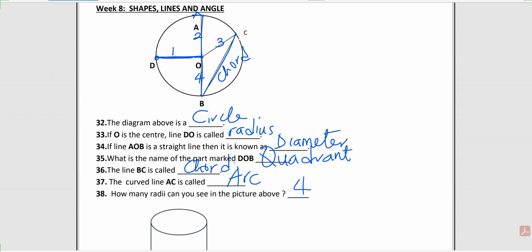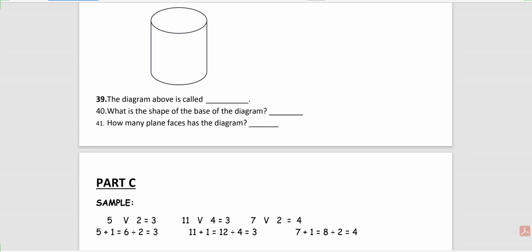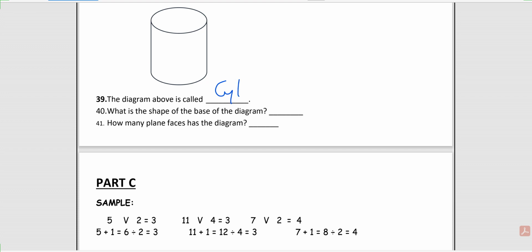Now on to the next diagram. The question says the diagram above is called what? This is called a cylinder. A cylinder. Okay? And what is the shape of the base of this diagram? If you look at it, the base is circular in nature, so it is a circle. The base is a circle.